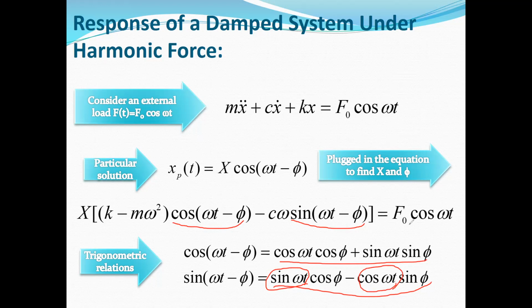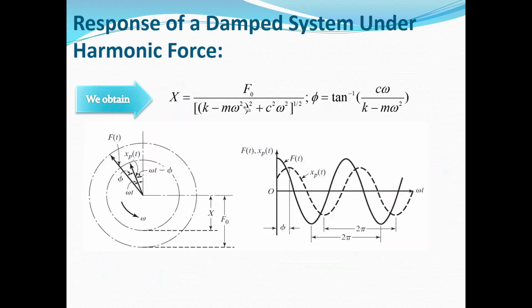And on the right-hand side, we have F naught times cosine omega t. So on the left-hand side, the coefficient of cosine omega t must be equal to F naught, and the coefficient of sine omega t must be equal to 0. So let's simplify this term, and you can obtain X and phi from these two equations. By substituting and simplifying, you can obtain the amplitude of the response, as you can see, and the phase angle.